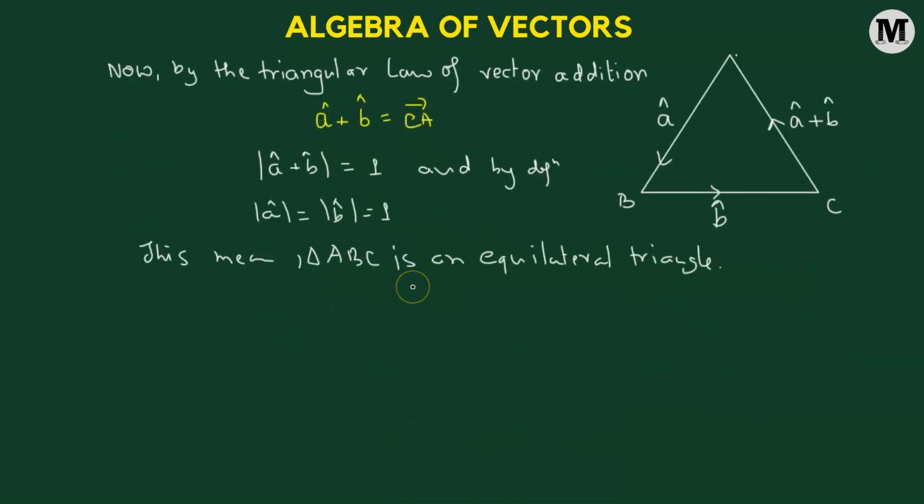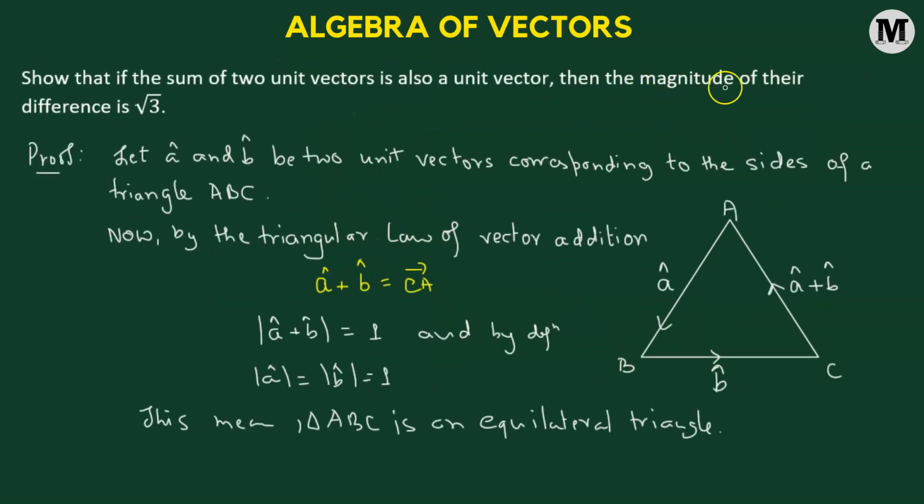Now because ABC is an equilateral triangle, it's also going to be equiangular, meaning angle BAC will be equal to angle ACB, which will be equal to ABC, and all three will be equal to 60 degrees. Now we need to show that the magnitude of the difference is square root of 3. That means we need to find a cap minus b cap and show that its magnitude equals square root of 3.